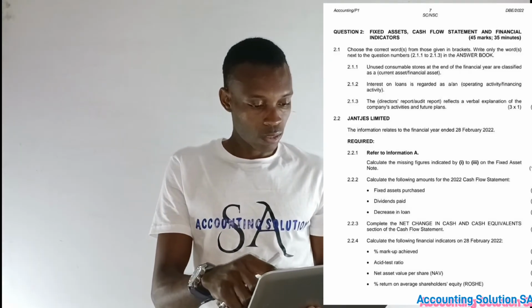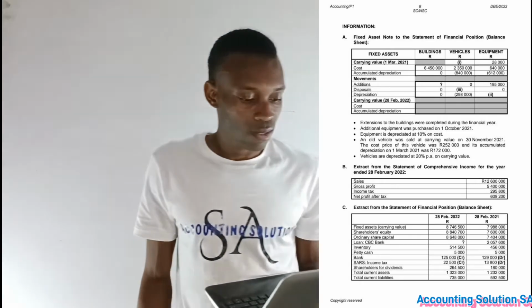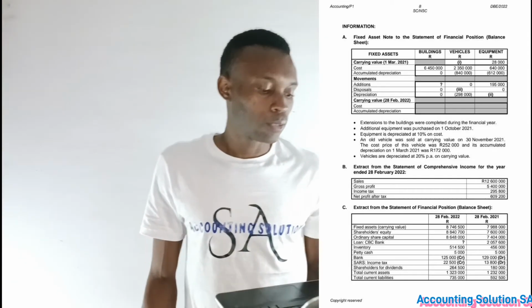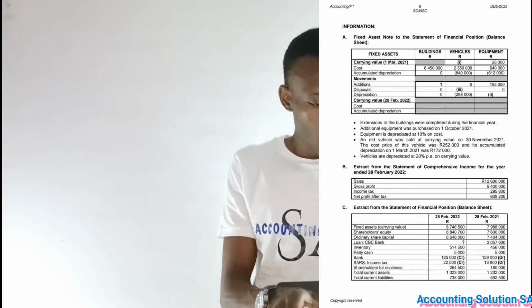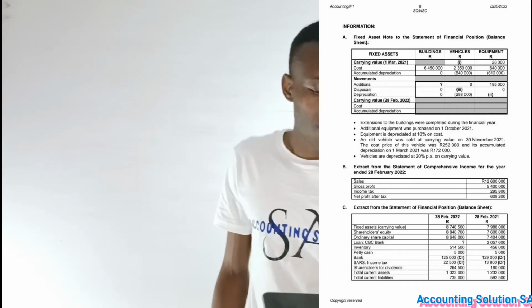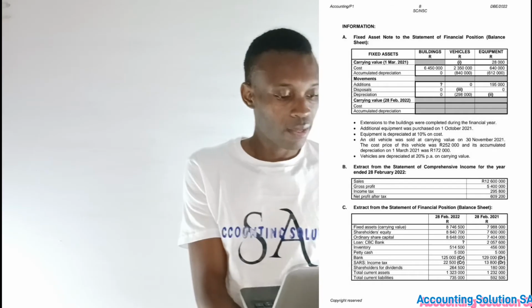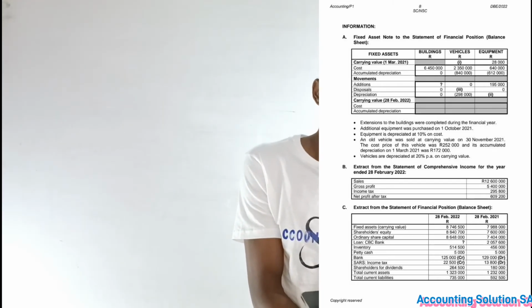Let's go and check information number 1. Information number 1, there it is. We have a fixed asset note to the financial statement of statement of financial position, which is the balance sheet. Okay, we have our table of fixed assets, and after that they give us some transaction. Okay, let's take Roman figure number 1. They said we have to calculate the carrying value of vehicle. Okay, in this case they already give us a cost and accumulated depreciation.